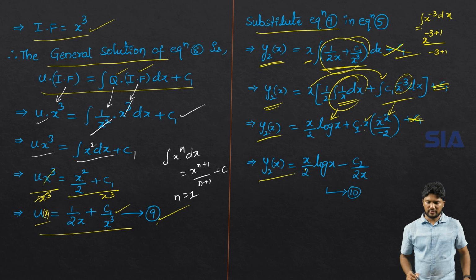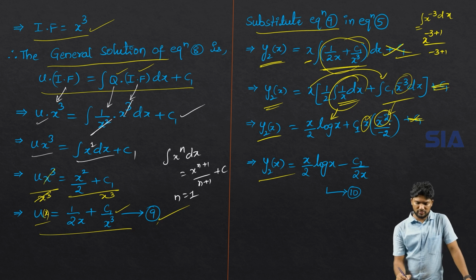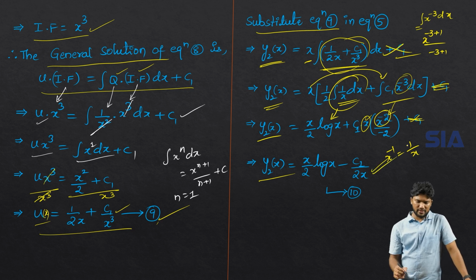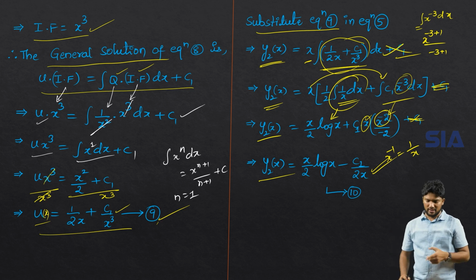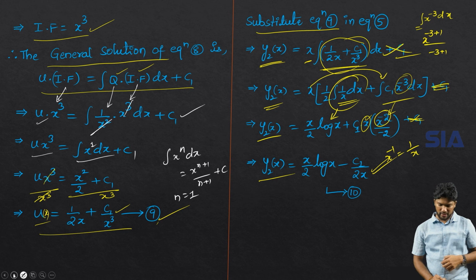Therefore y suffix 2 is equal to x by 2 log x. Here you have x power 1 and x power minus 2, so x power minus 1 will come, which is 1 by x. That means minus 1 by 2x into c1. This is the y suffix 2 value. What is that y suffix 2? That is a particular integral. We are taking it as equation number 10.